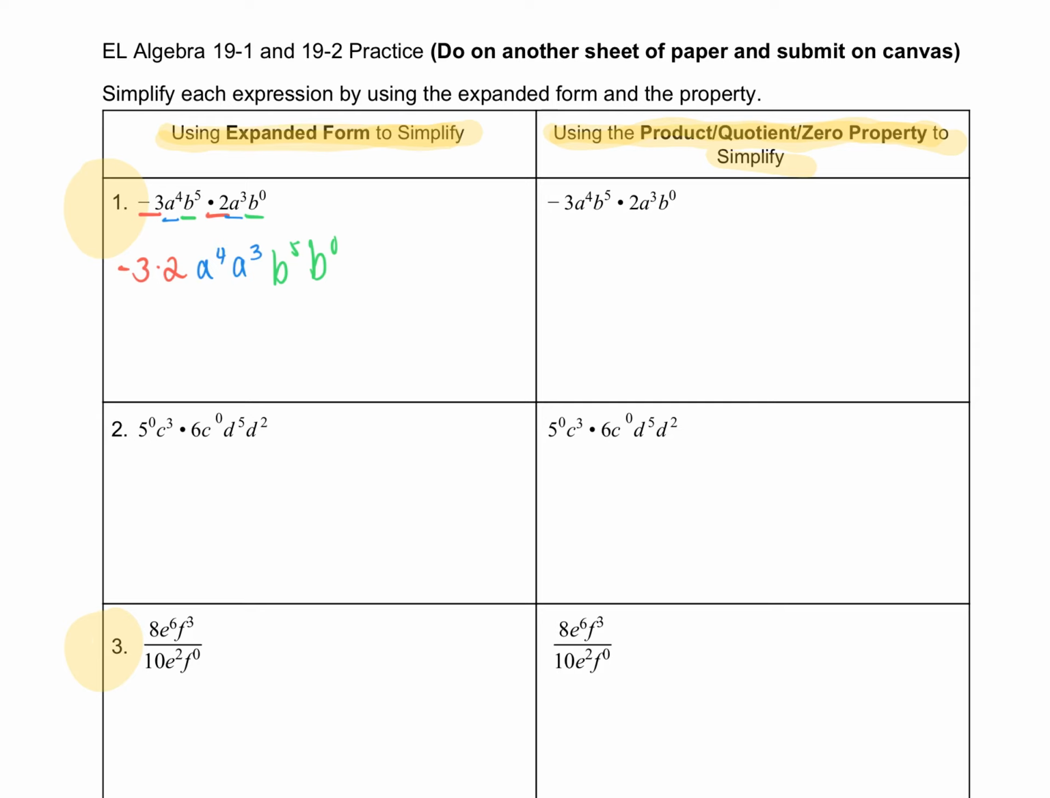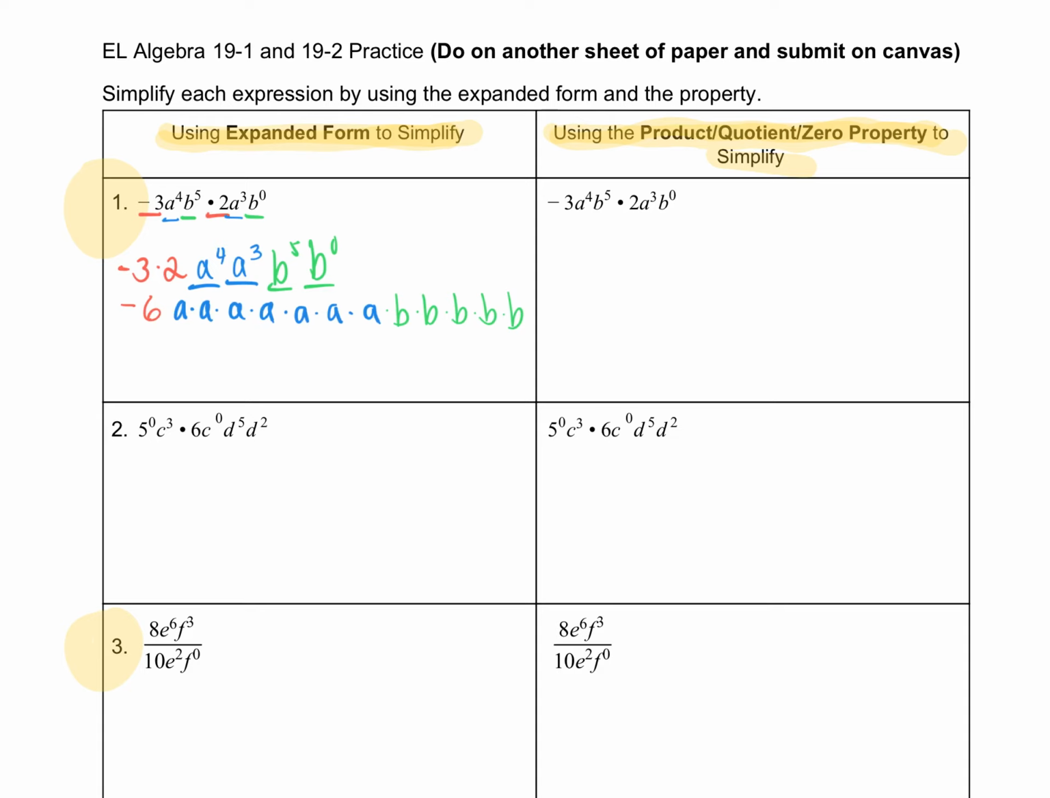For -3 times 2, I can quickly do that. That's -6. But for the others, I'm going to need to expand it out. So here, if I have a to the fourth, I'm going to write 4 a's. And for a cubed, there are 3 a's multiplied together. I'm going to do something similar for the b's. So for b to the fifth, I'm going to write 5 b's. 1, 2, 3, 4, 5. And this says 0 b's, so I'm not going to write any b's at all.